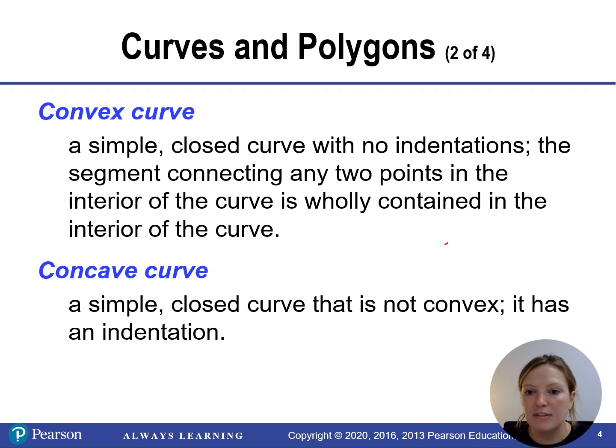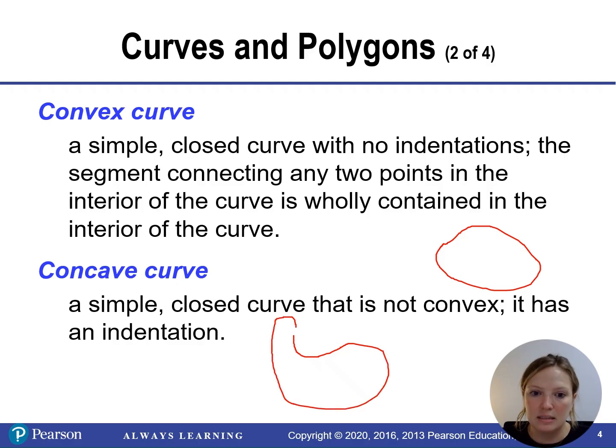So an example of a convex curve would be something like this, and an example of a concave curve would be something like this. So we can see in the simple closed curve, we can connect any 2 points in the interior, and the line segment connecting those 2 points is contained within the entire closed curve. But here we see that that breaks because if I take this point and this point and I create the line segment connecting them, it exits the simple closed curve, and so it is concave.